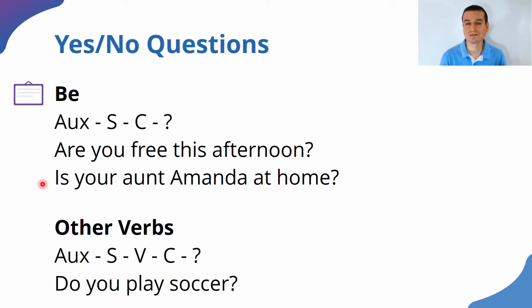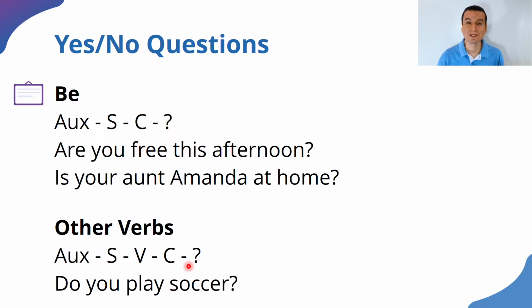But we don't talk only with the verb be. We may have any other verb. With other verbs, the structure is this: auxiliary, and then subject-verb-complement, which is the structure for the affirmative sentences. So this is very easy. The auxiliary, and then subject-verb-complement, and then the question mark at the end.